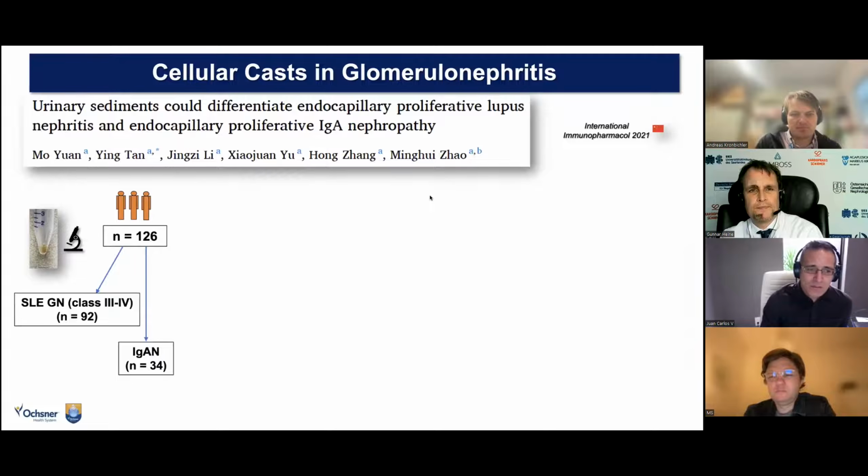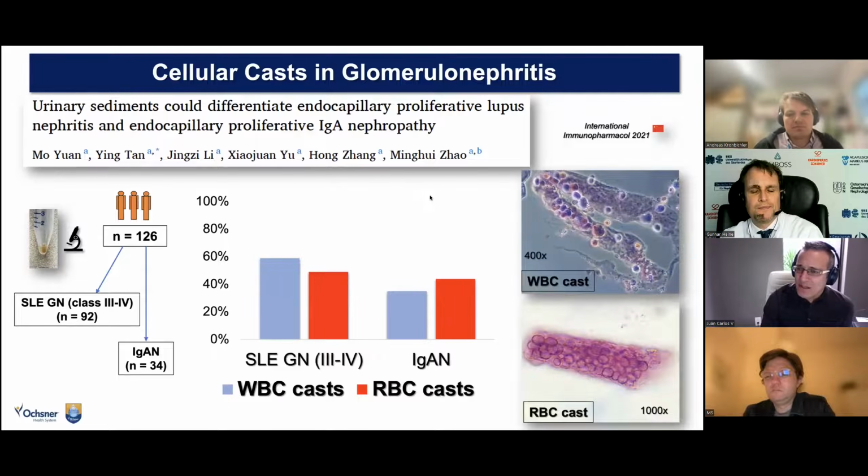This is a more recent study looking at 126 patients with either lupus nephritis or IgA nephropathy. This is in Asia where IgA is very prevalent. They were trying to see, can urine microscopy help us distinguish the two? And as you can imagine, the answer was no.